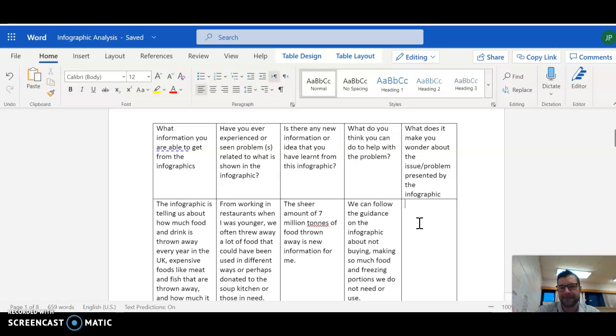What does it make you wonder about the issue or problem presented by the infographic? Makes me think we could be doing so much more to preserve our food and not waste, or perhaps give more to those in need.